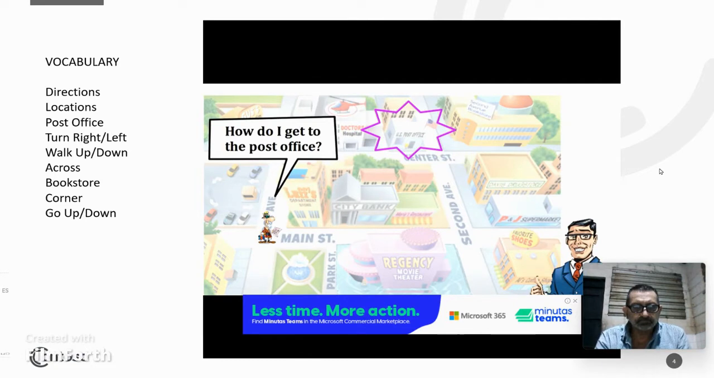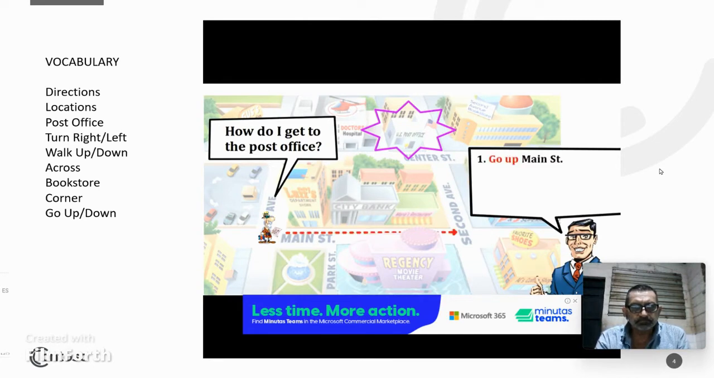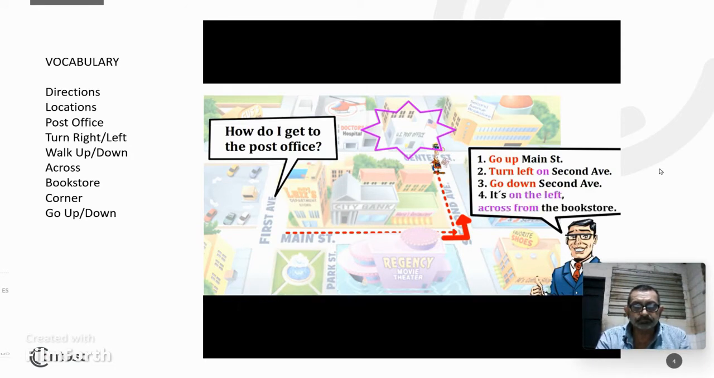How do I get to the post office? Go up Main Street. Turn left on 2nd Avenue. Go down 2nd Avenue. It's on the left, across from the bookstore.